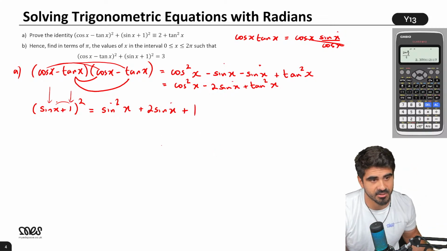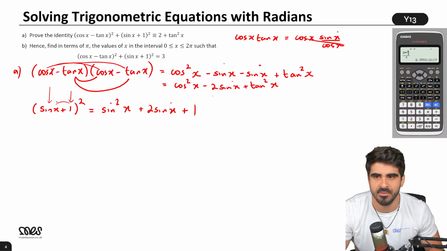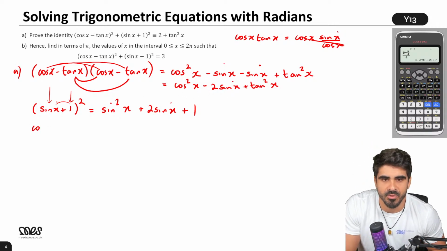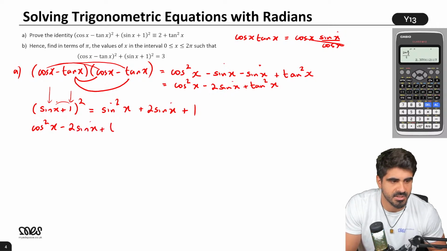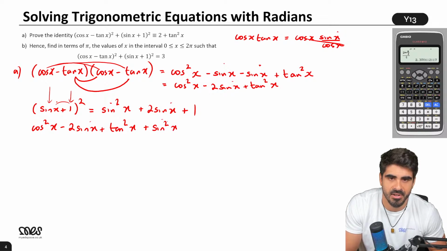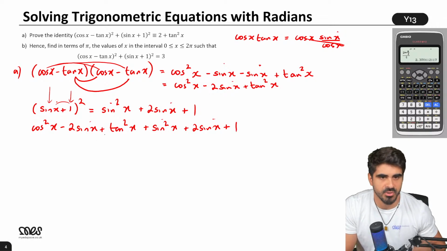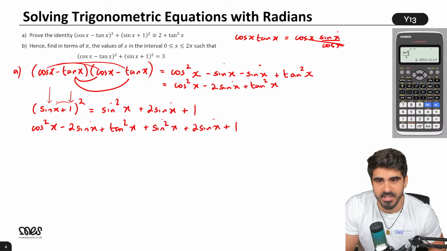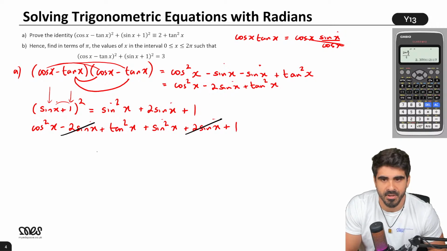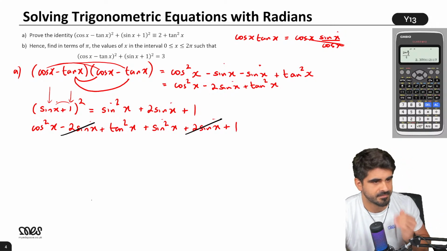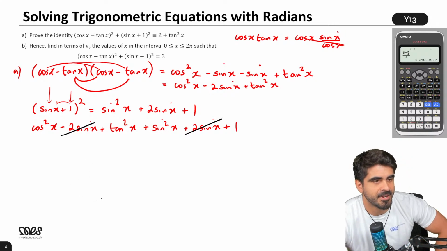Okay. Now we're just adding them together. So we have cos squared x minus 2 sine x plus tan squared x. Then we have the second expression, sine squared x plus 2 sine x plus 1. And then we notice, well, we should hopefully notice that the 2 sine x's cancel. What else do you notice? Not yet, darker. We don't need to change anything just yet.